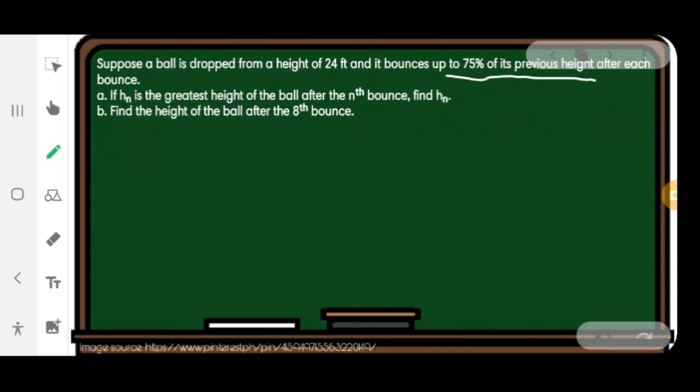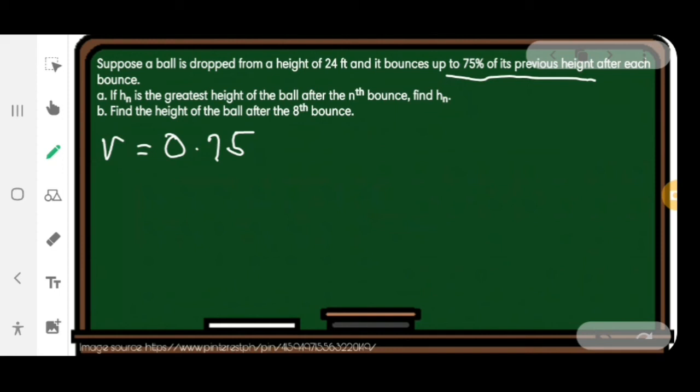Now let us solve first. For the first question, if h sub n is the greatest height of the ball after the nth bounce, find h sub n. When we say h sub n, that is equal to t sub n. So let us identify first the given values. Our common ratio here is 0.75 or 75%. 75% is equal to 0.75.